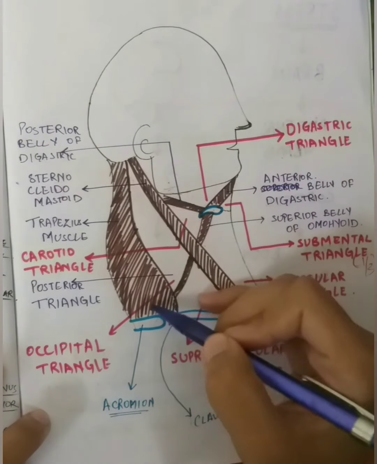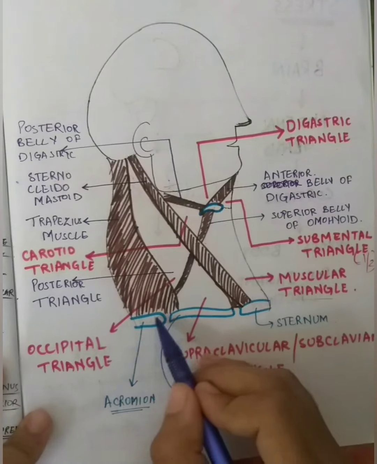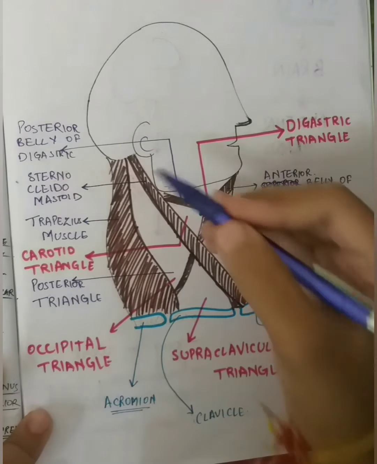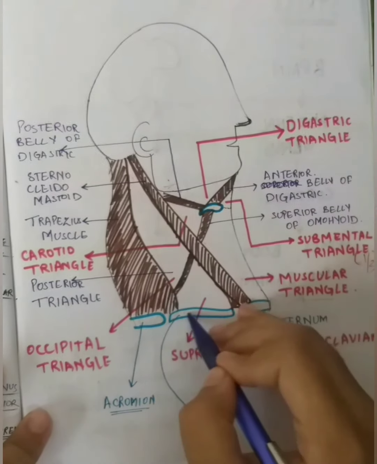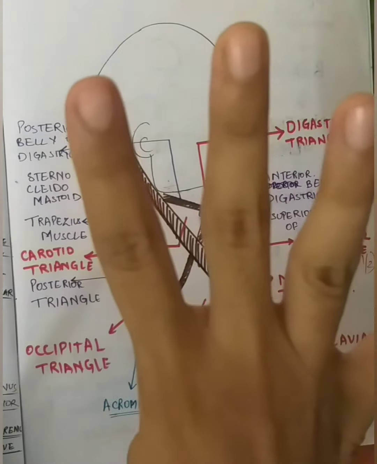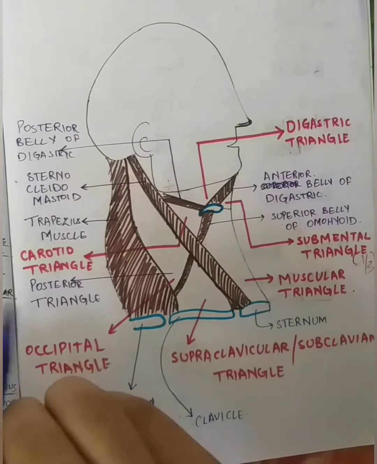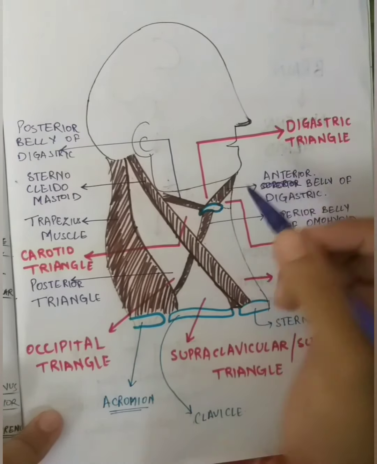This is the trapezius muscle. This is the sternocleidomastoid muscle. Here it is acromion. This is clavicle and this is sternum. So trapezius and sternocleidomastoid along with the clavicle form the posterior triangle of the neck. Now there are 4 anterior triangles and 2 posterior triangles. So I'll tell you about all the 4 anterior triangles, like boundaries of all the 4 anterior triangles.